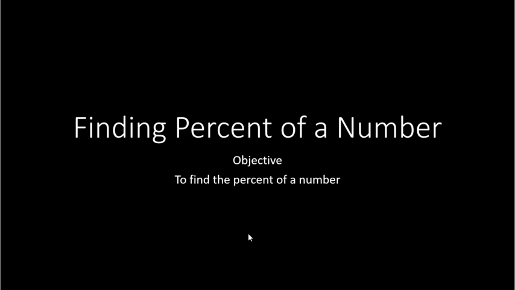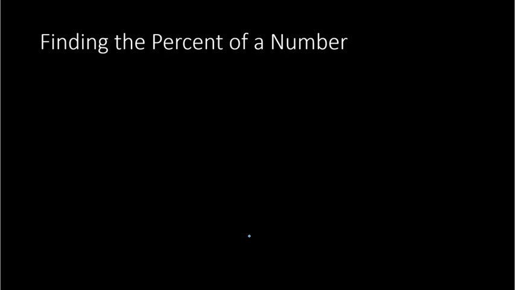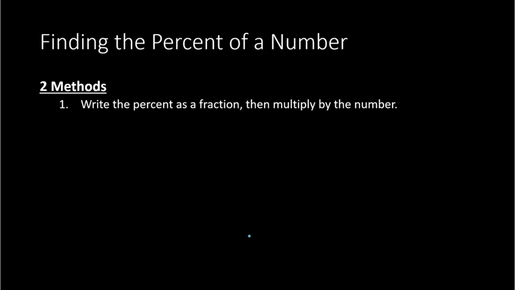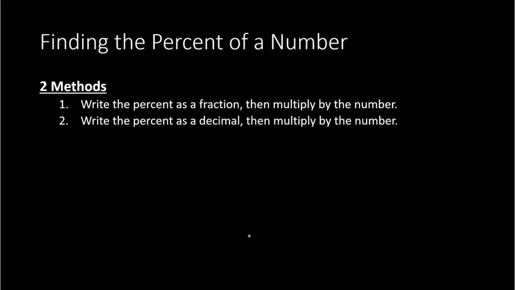In this video, you will learn how to find the percent of a number. Now, to find a percent of a number, there are two different ways that we can do this. The first way is we can write the percent as a fraction, then multiply by the number, or we could write the percent as a decimal, then multiply by the number.